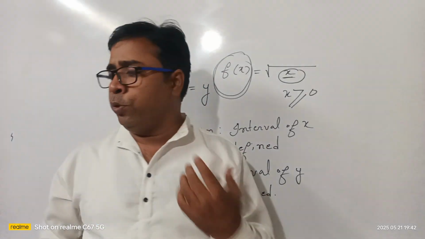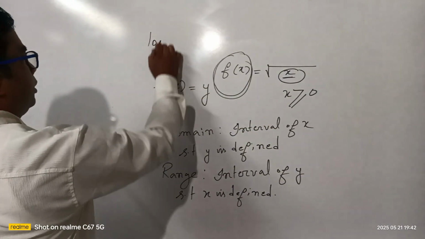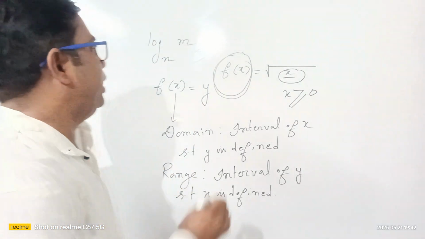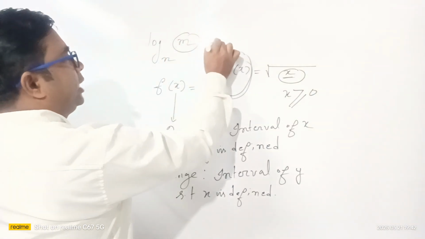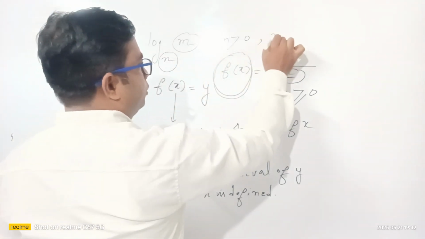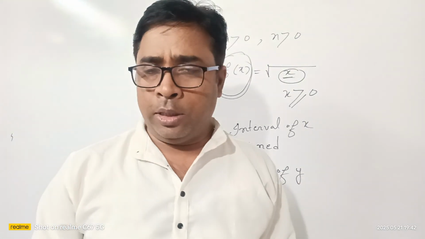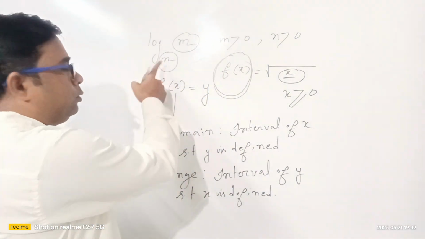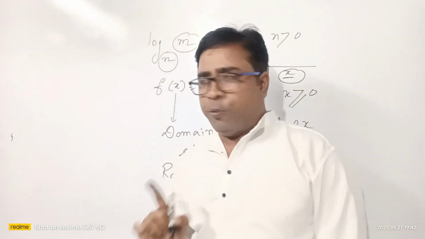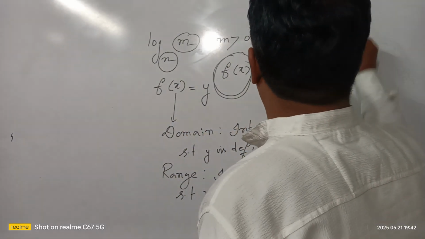Okay, similarly, if we consider any logarithmic function, suppose there is a log function here, then this log function is defined provided this value is greater than 0 and this value, that is the base, is also greater than 0. First of all, log never accepts a negative value. The base also does not accept a negative value, and one added condition is there for the base. What is that? That this base cannot be equal to 1 also.